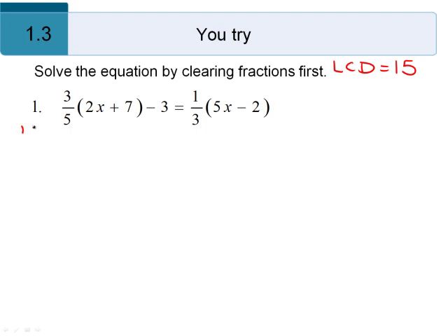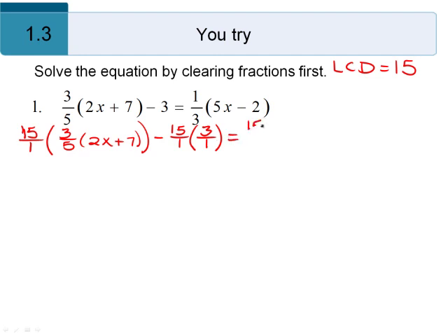So we're going to have, and this first step is going to be nasty, 15 over 1, that's a 15, times 3/5 2x plus 7. Okay, that's all one big lovely term. Bring down the minus sign, and you're going to do 15 over 1 times 3 over 1, because even though that's not a fraction, it's part of the equation, so it's going to get multiplied. All right, and then equals, over here on the right, 15 over 1 times 1/3 5x minus 2, because it's all one big term. All right, now what's going to happen is the fractions are going to cancel before you even get to the parentheses.